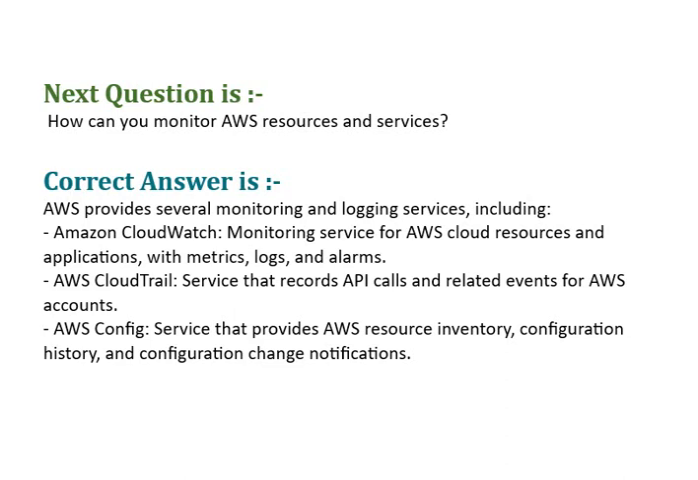AWS CloudTrail, service that records API calls and related events for AWS accounts. AWS Config, service that provides AWS resources inventory, configuration history and configuration change notifications.